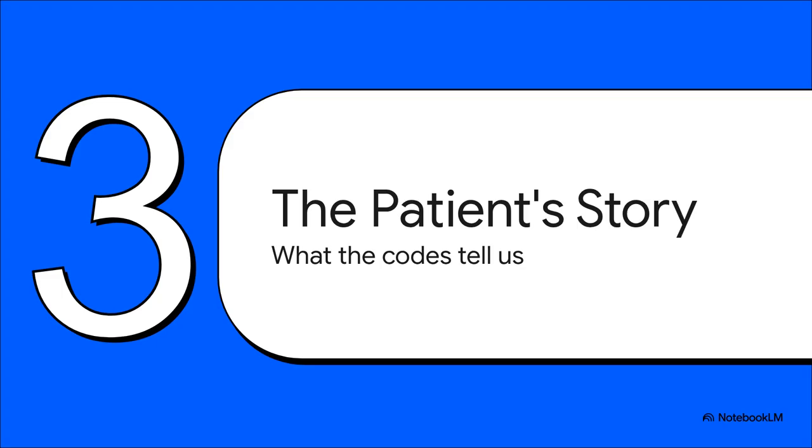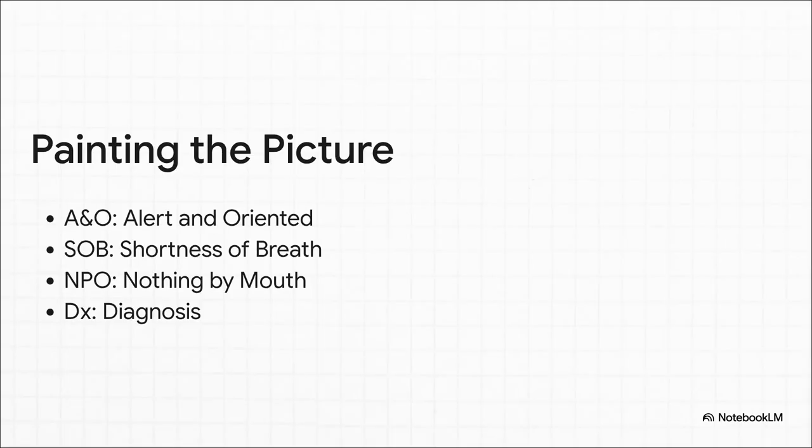Now let's look at how these abbreviations are used to quickly, almost instantly, paint a picture of a patient's condition and their history. These terms create a quick snapshot of the patient. A&O tells us they're mentally clear. That's always a good sign. SOB signals a really serious complaint, shortness of breath. You see that? You pay attention. NPO is a critical safety instruction, usually for surgery. It means nothing by mouth. And DX, that's just the simple shorthand for their overall diagnosis.